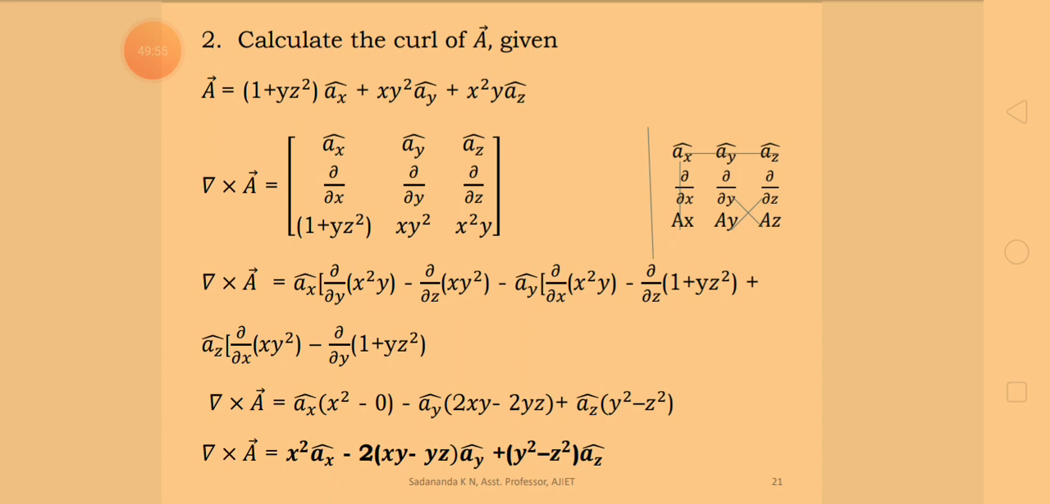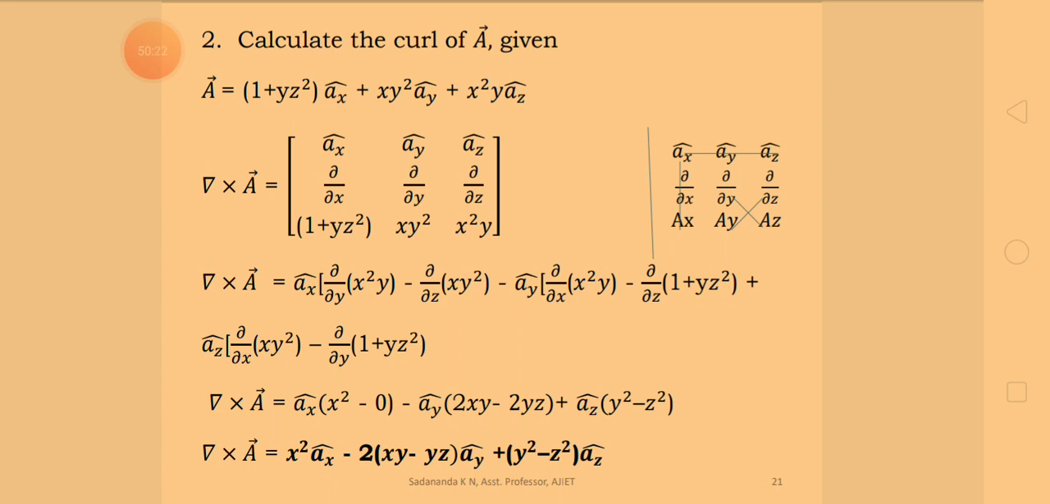If you write the general form of the vector A, it is Ax ax cap plus Ay ay cap plus Az az cap. On comparing this, you will get Ax as 1 plus yz square, Ay as xy square, and Az as x square y. So we got three components. You have written the matrix form. Now you can solve this for vector A.